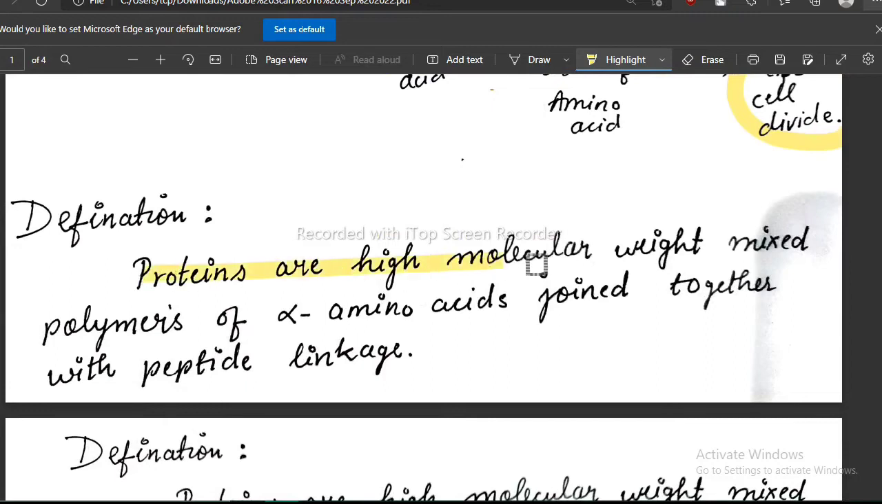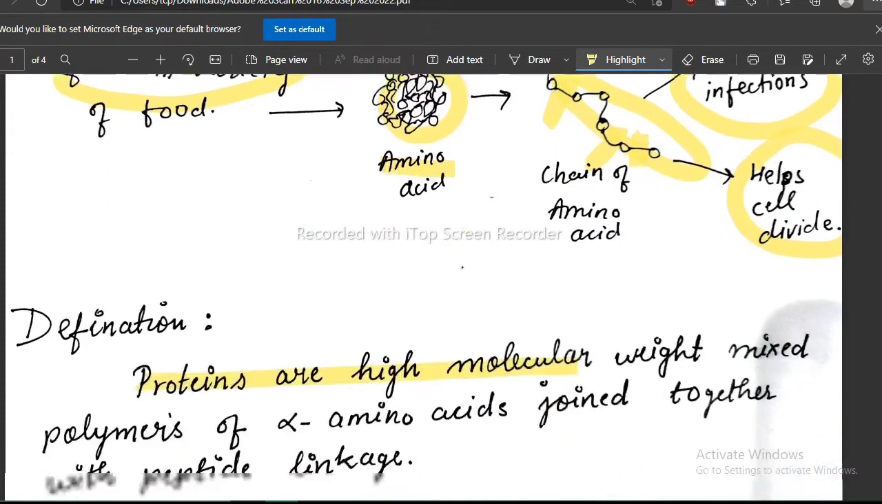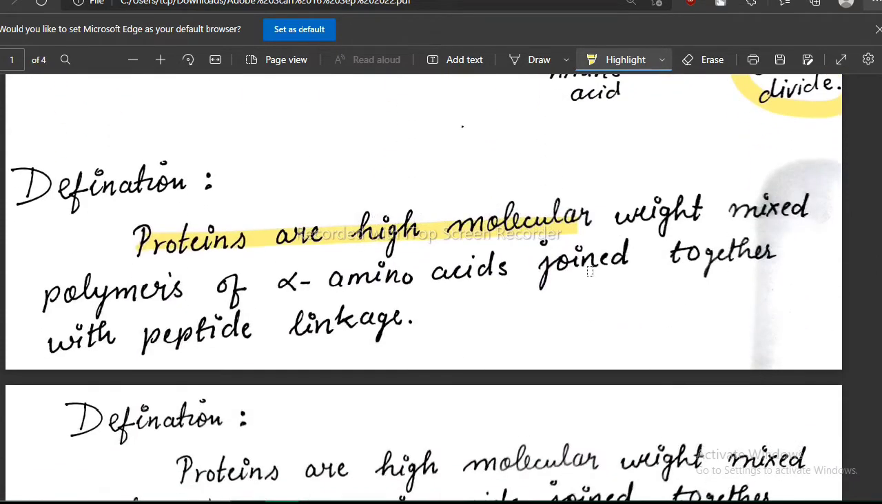So proteins are high molecular weight mixed polymer of alpha amino acid joined together with a peptide linkage. As you can see here, this is the amino acid, and that is linked. As you can see that bond, these bond in between, that is a peptide bond. जो एक दूसरे से जो molecules जुड़े हुए हैं, amino acids जुड़े हुए हैं, वो bond जो है, that is a peptide bond. So this is the definition of protein.